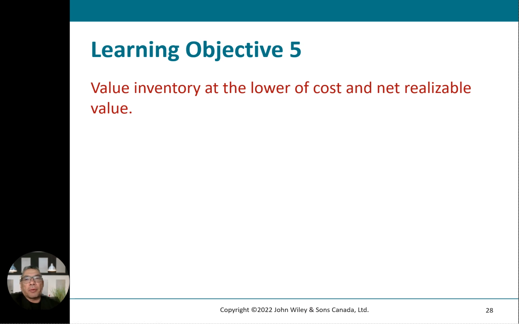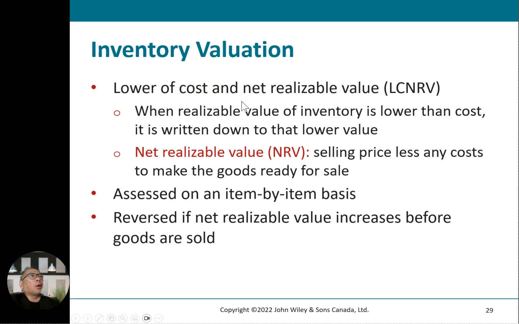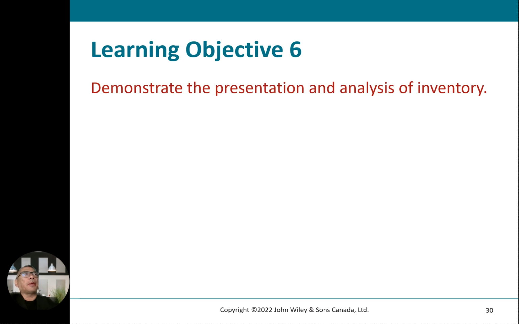Okay, value inventory at the lower of cost and net realizable value. The next objective, number 5. Okay, let's look at the lower of cost and net realizable value inventory valuation. I'll call it LCNRV. When net realizable value of inventory is lower than the cost, it is written down to that lower value. Net realizable value means selling price less any cost to make the goods ready for sale. Assessed on an item by item basis, with a reversal if net realizable value increases before cost of goods sold.